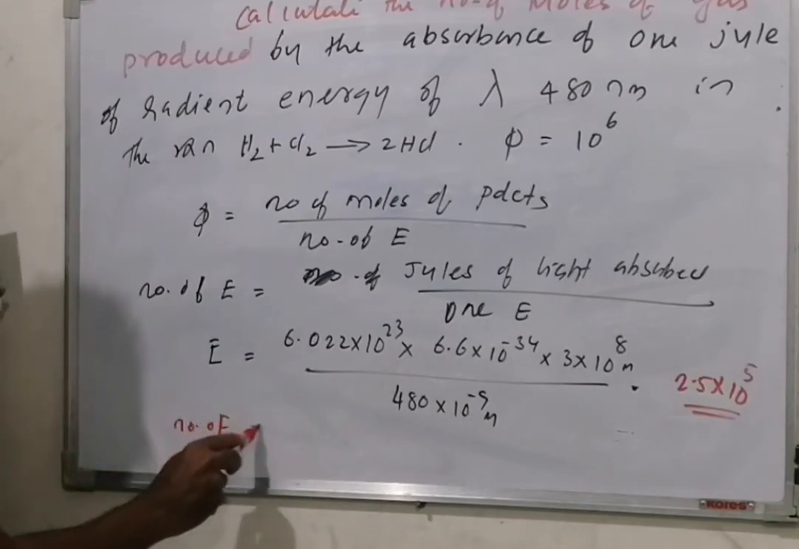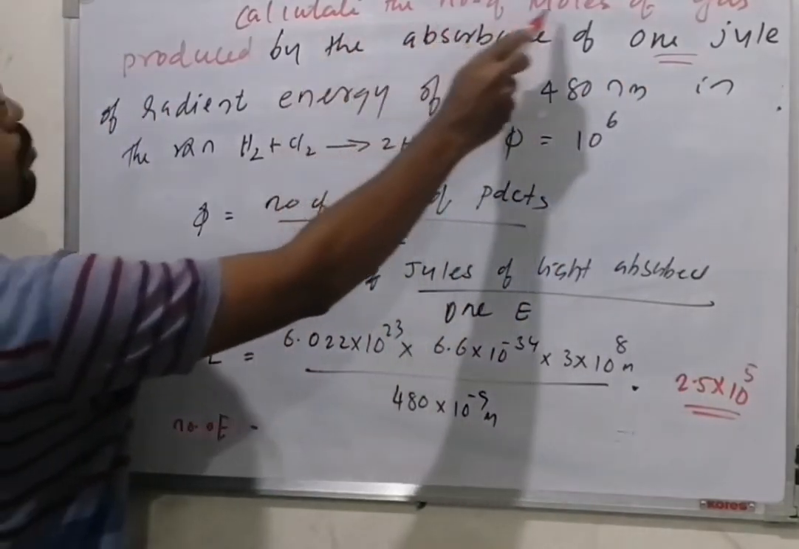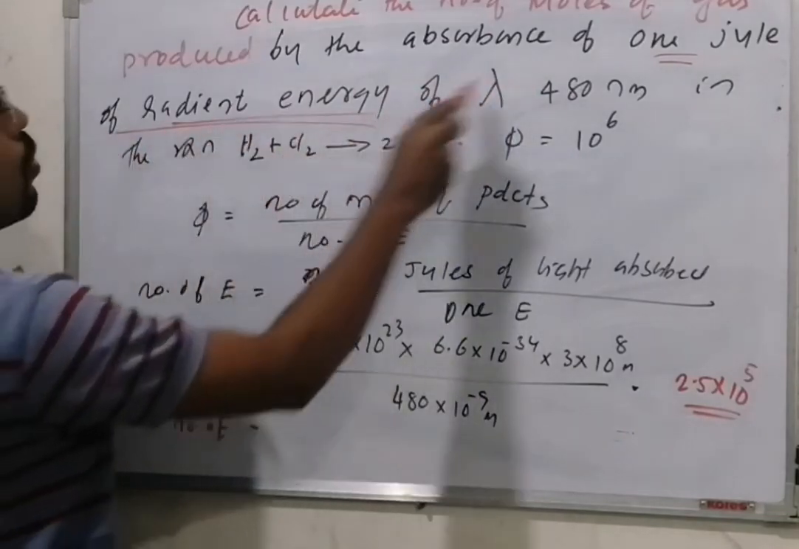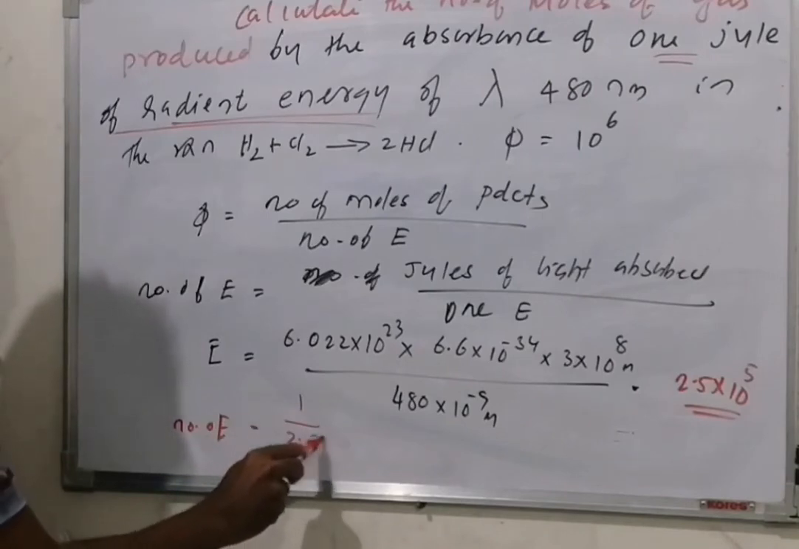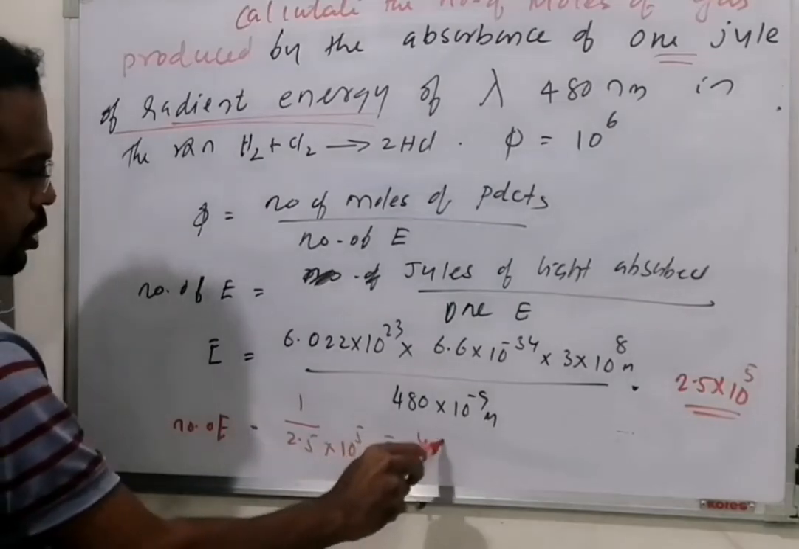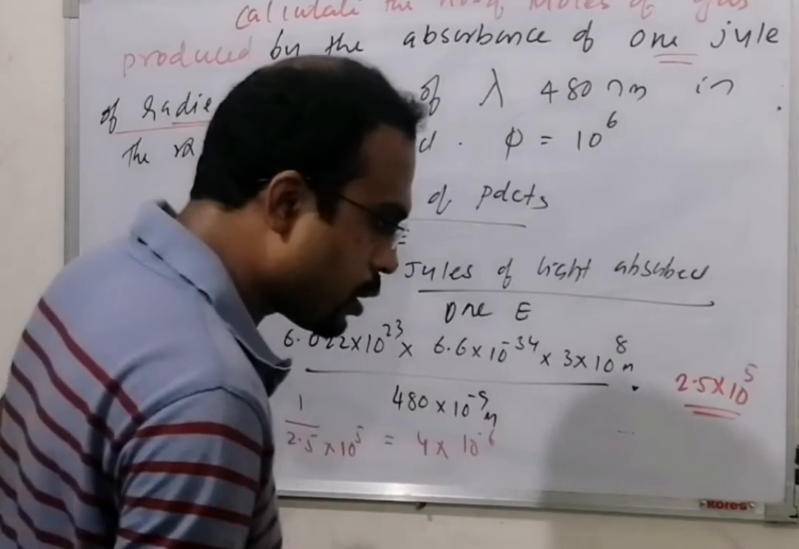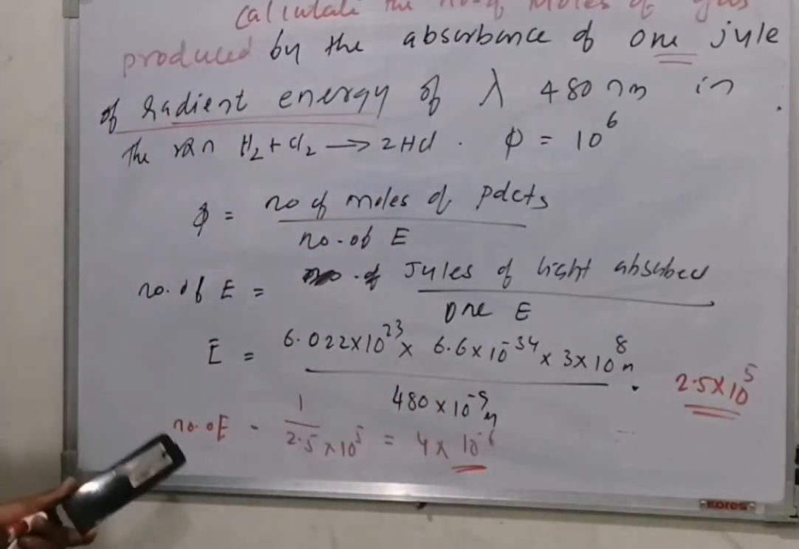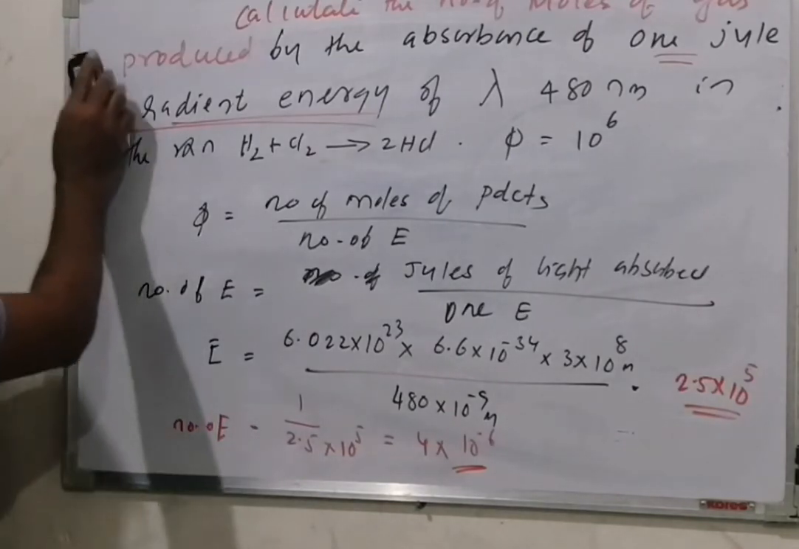Now, what is the number of Einstein? Number of joules of light absorbed: calculate the number of moles of gas produced by the absorbance of 1 joule of radiant energy. Therefore, 1 joule is absorbed. 1 divided by 2.5 into 10 raised to 5. Therefore, number of Einstein is 4 into 10 raised to minus 6.